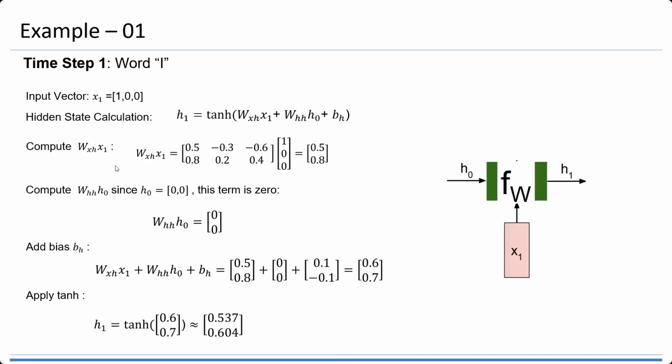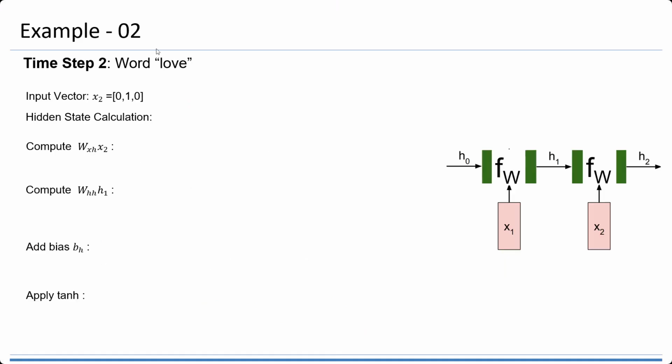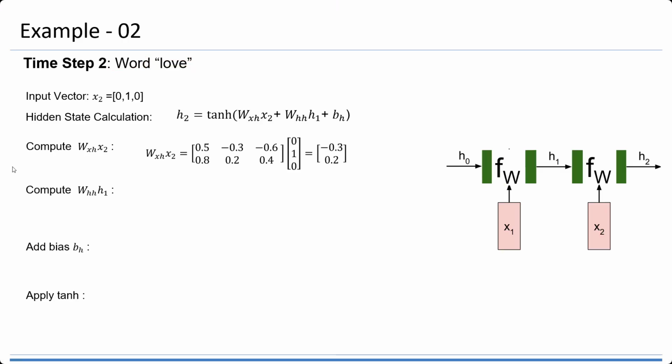We need to calculate h2 and h3. Then in time step 2, we calculate the word love. For the word love, we have the vector 0, 1, 0. And then we do the calculation with the same formula. We use the same weight, but now the vector is different, it is 0, 1, 0. Then we calculate 0.5 multiplied by 0, minus 0.3 multiplied by 1, and minus 0.6 multiplied by 0. So we got the value minus 0.3.